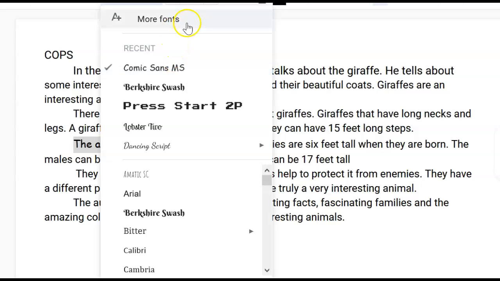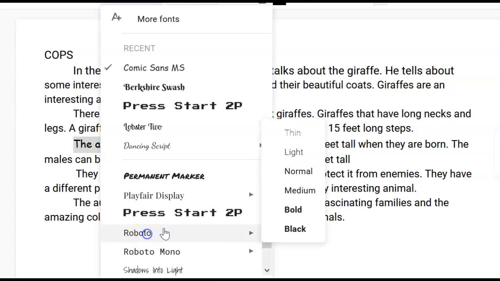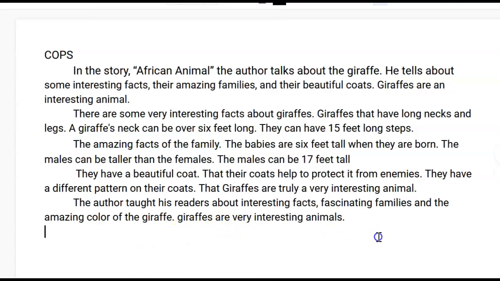Let's see. Not sure if I can find the one that they used. But let me go down and see. They used, oh, there it is. Now it looks like the rest. The amazing facts of the family. How about there are amazing facts? There are many.